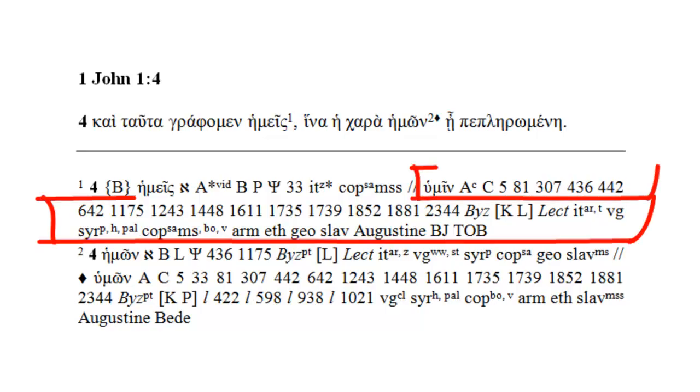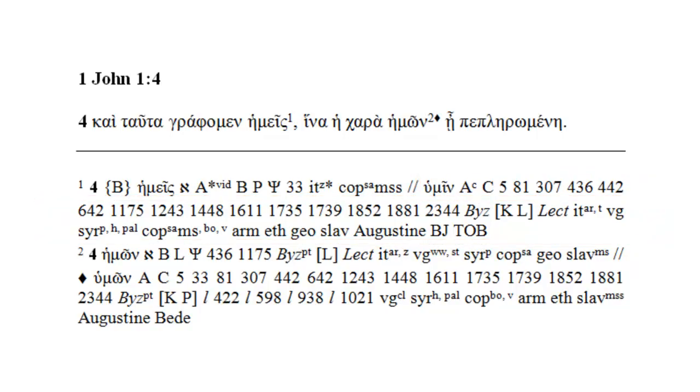Now follow humin all the way to the end until you see a double slash, and we don't see another one, so we know that there's not another reading after humin. So we're dealing with hemes or humin. UBS will present the evidence in the same order every single time. Right after the variant, if there are any papyri manuscripts, they will list them.